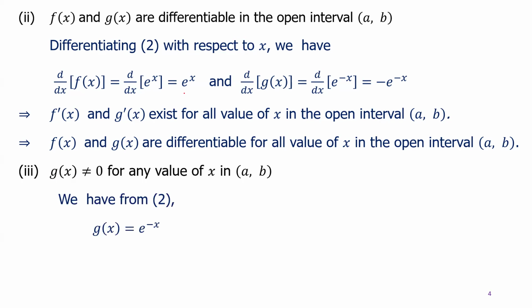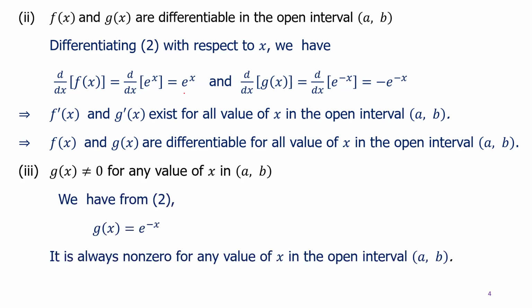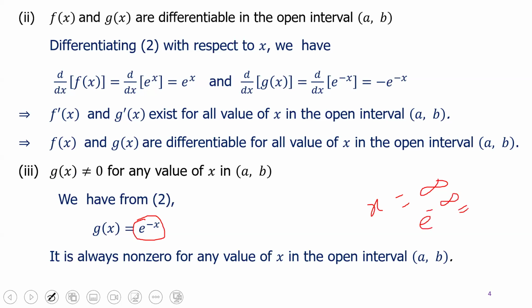We have from equation number 2, g of x equal to e to the power minus x. It is always non-zero for any value of x in the open interval (a, b). We know that the minimum value of e to the power minus x is 0. It is for x equal to infinity. If we put e to the power minus infinity, then its value is 0. For all other values of x in the open interval (a, b), we are not going up to infinity. All values lying between a to b, g of x will never become 0.